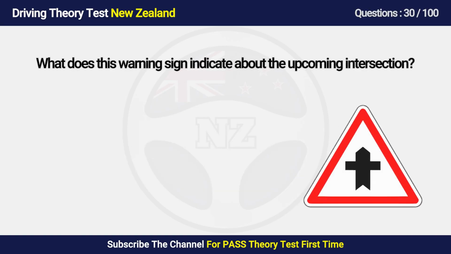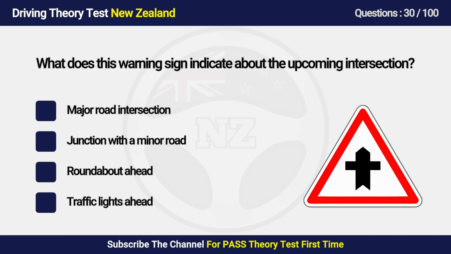Question 30. What does this warning sign indicate about the upcoming intersection? A, major road intersection, B, junction with a minor road, C, roundabout ahead, D, traffic lights ahead.